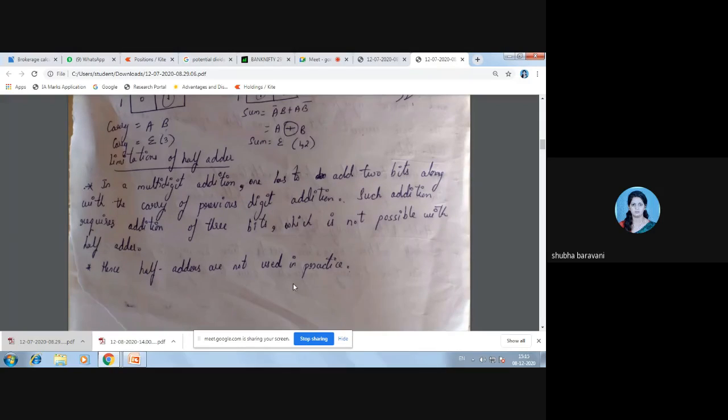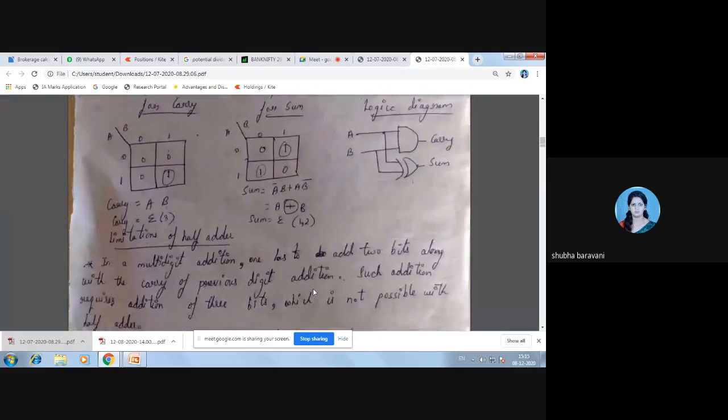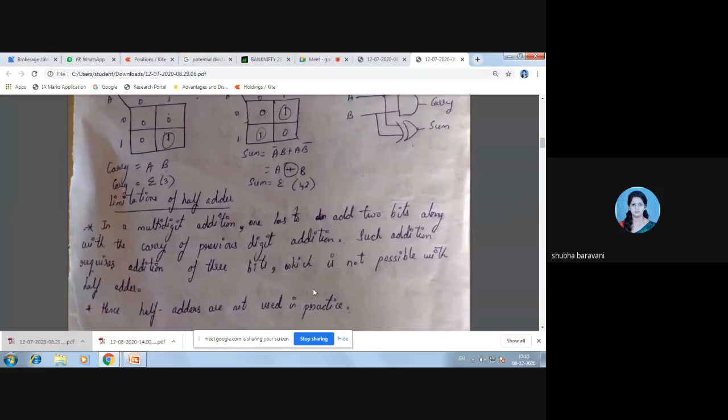Was this understood up till here? Yes, ma'am. Janvi, any issues? Janvi, Shraddha? No, ma'am. No issue. Okay.